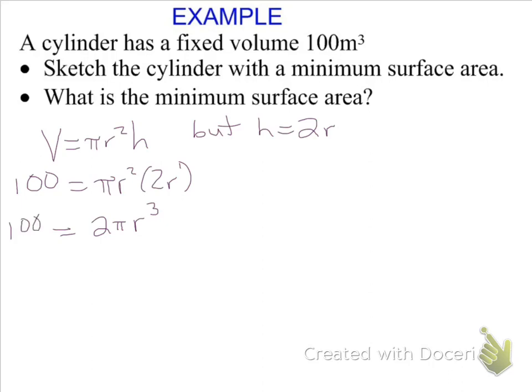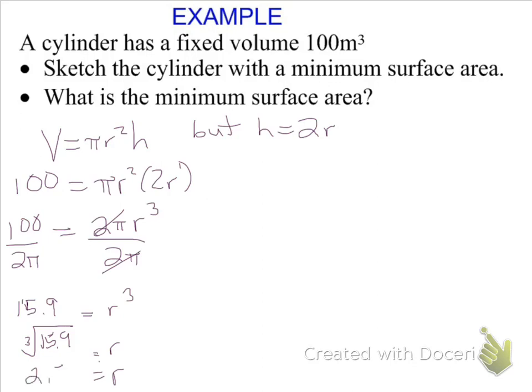r cubed equals 100. You always get rid of coefficients by dividing them out. So 2 pi is a number on both sides. Get rid of that. And what you're left with is that r cubed is equal to about 15.9. And remember, like what we did in the other volume question, you always need to undo the root by finding the correct value. So we need to get the third root of 15.9. So find that button on your calculator. And the third root of 15.9 is approximately 2.5 meters.